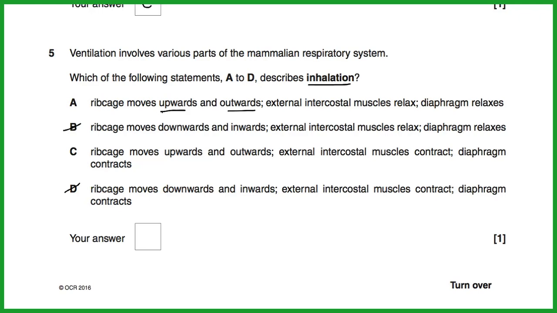The external intercostal muscles would contract and the diaphragm would contract, because remember, the diaphragm is a domed shape when it's relaxed, and when it contracts it forms a flattened sheet, which would increase the volume of the thorax so that air would move in, because there is a larger volume, therefore a lower pressure. So the answer here would be C.